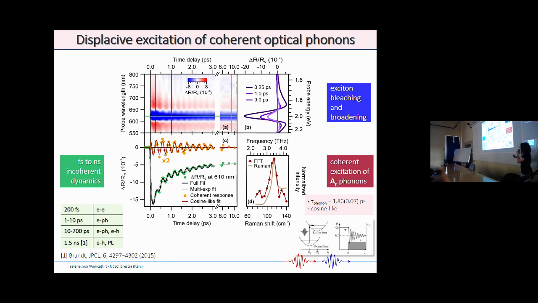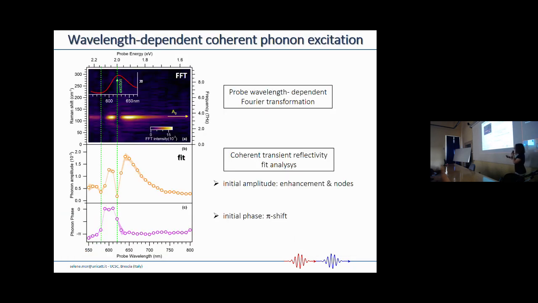We then expand this type of analysis, Fourier transforming the signal, but also fitting the transients for any wavelength. And here's what you can get: basically a 2D map of your coherent phonon excitation as a function of probe wavelength or probe photon energy. You can see that at any probe wavelength, you excite only one mode, which is again this Ag Raman mode. But the intensity of this excitation definitely varies through the spectral range that we investigated.